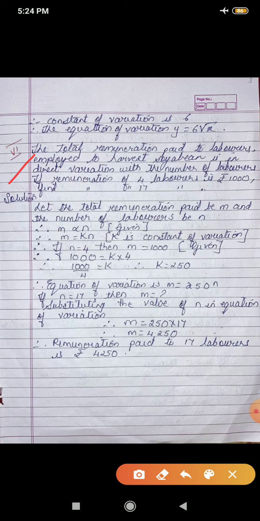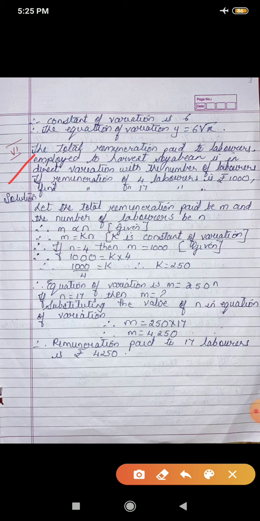The total remuneration paid to laborers employed to harvest soya bean is in direct variation with the number of laborers. If remuneration of 4 laborers is rupees 1000, find the remuneration of 17 laborers. So remuneration means money paid for the work or the service. Now here, let the total remuneration paid be m and the number of laborers be n. Therefore, m is directly proportional to n, or m varies directly with n.